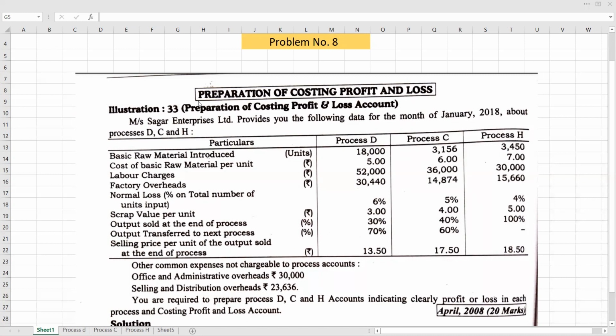The normal loss percentage on total number of units input. Normal loss is given as a percentage: 6%, 5%, and 4%. So it should be calculated on the total number of input units. Input units means for each process the input units are given. For process D the input units are 18,000. Then process C 3,156, and process H input units are 3,450. So this normal loss percentage, that is 6%, 5%, and 4%, is calculated on these inputs accordingly.